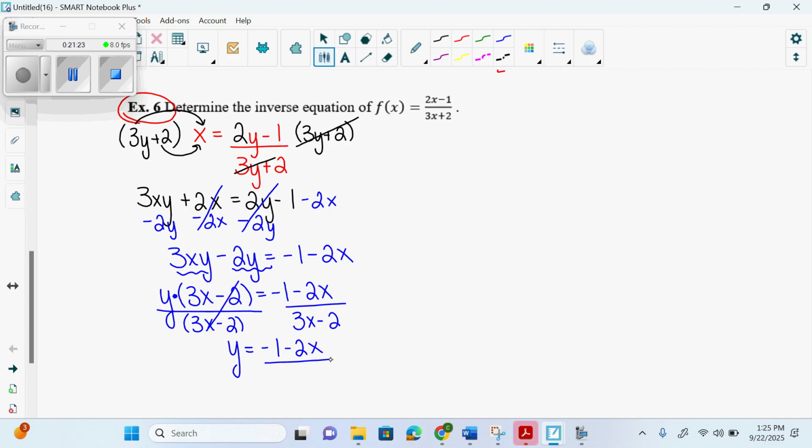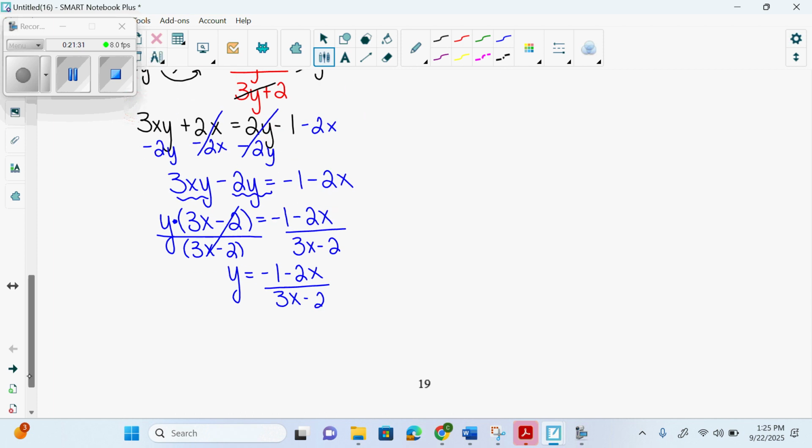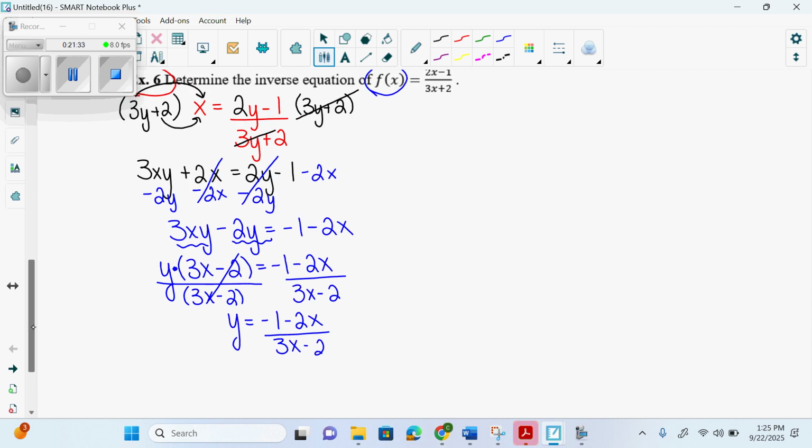the catch here is the original is in f of x equals, correct? So how do I show the inverse? Well, I can't keep it as a y, and showing it as a y doesn't show inverse. So instead of writing f of x, I write f negative 1 of x. That shows that that's the inverse of f of x.